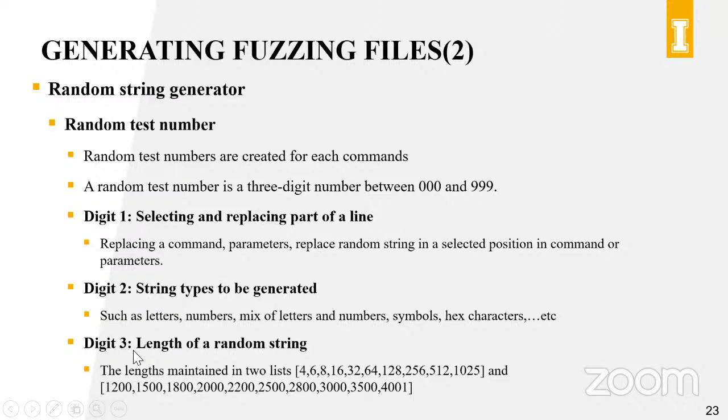And digit 3 is for the length of the random string. The length maintains 2 lists. The first digit selects between the first list or the second list. The first list has different lengths, and the second list has another, larger length.